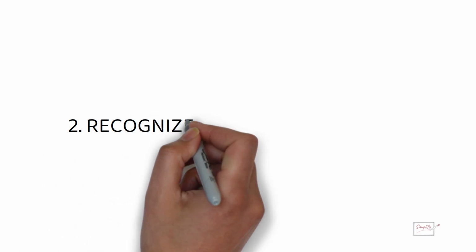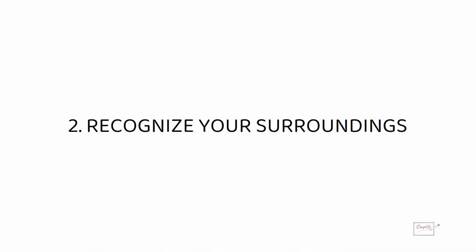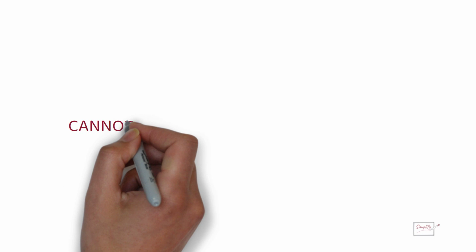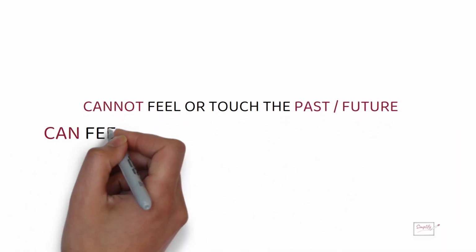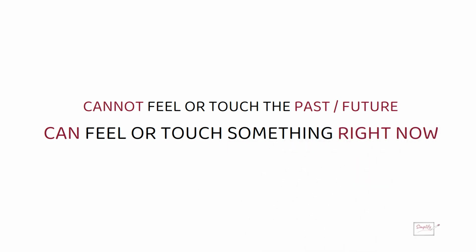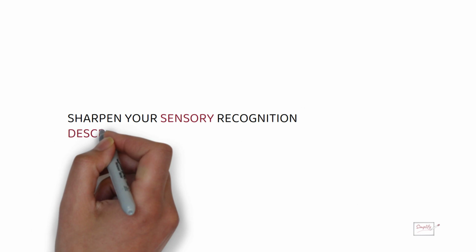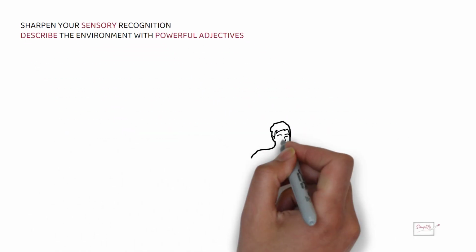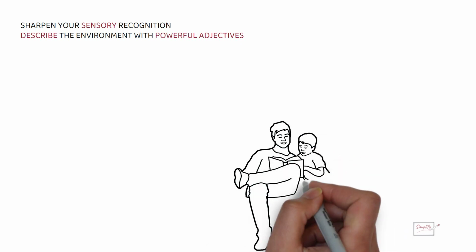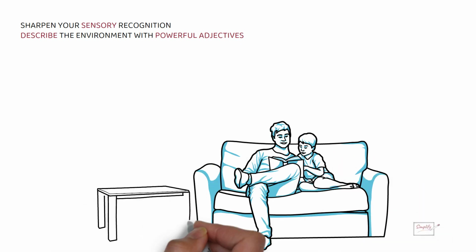2. Recognize your surroundings. The first thing we need to recognize is that we cannot feel or touch the past or the future, but we can feel or touch something right now. To recognize the moment, you need to sharpen your sensory recognition and describe the environment with powerful adjectives. The best feelings come from our 5 senses. Identify as many senses as you can.